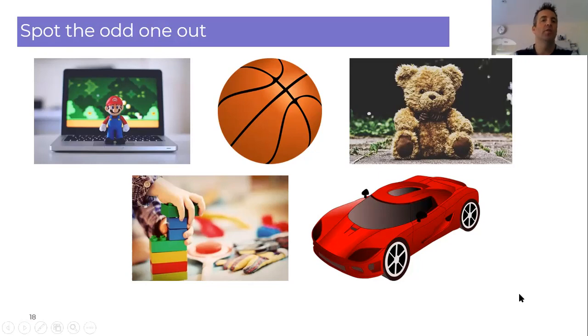Okay, so we've got a laptop with a game on, we've got a basketball, a teddy, some plastic building blocks, and a toy car. Well done if you said the odd one out was the laptop with the game, because that is the only electronic toy on there. So that requires power for it to work. Let's have a look at another example.